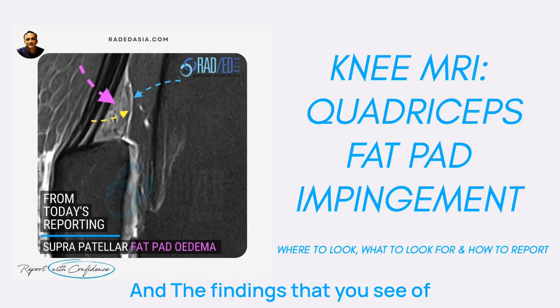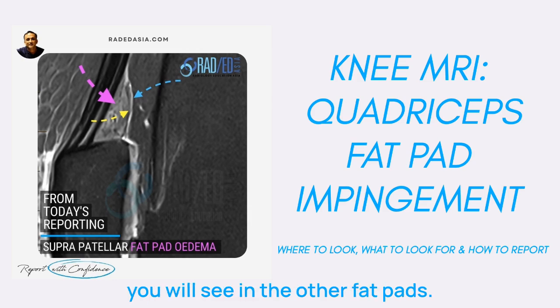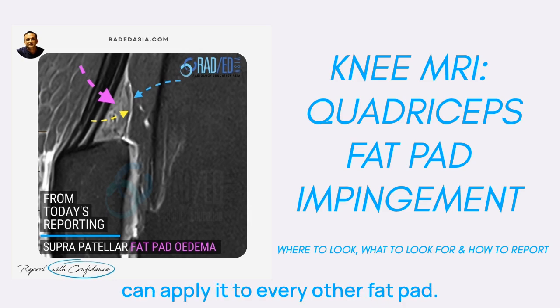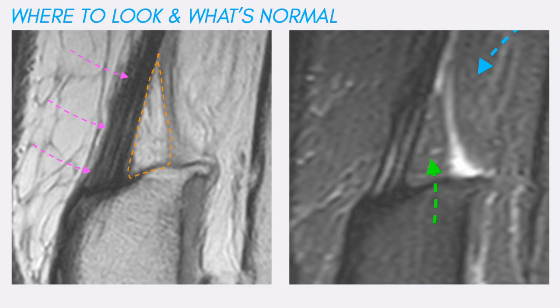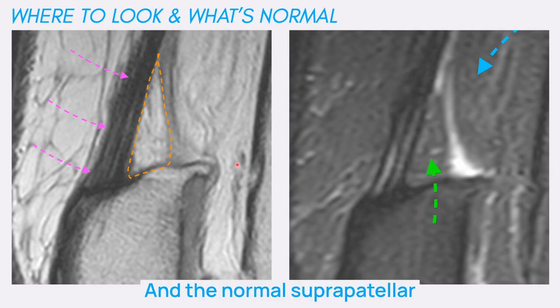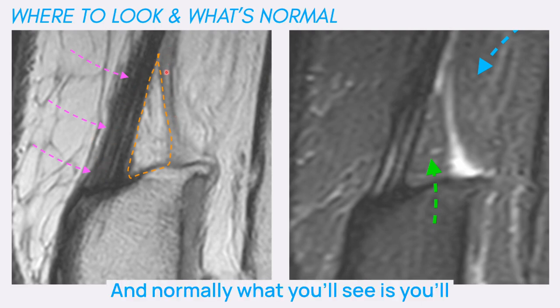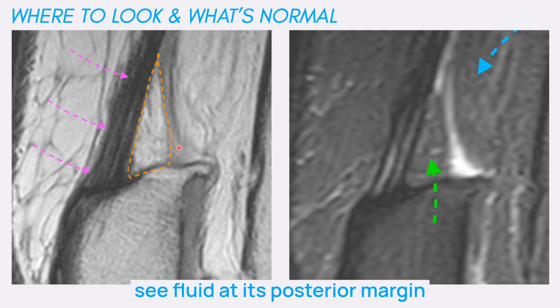And the findings that you see of impingement are the same here as you will see in the other fat pads. So if you learn it in here, then you can apply it to every other fat pad. So first of all, let's start with what's normal. And the normal suprapatellar or quadriceps fat pad is a triangular structure. So it's outlined here in the orange line, which lies behind the quadriceps tendon. And normally you'll see fluid at its posterior margin, which is the suprapatellar bursa.